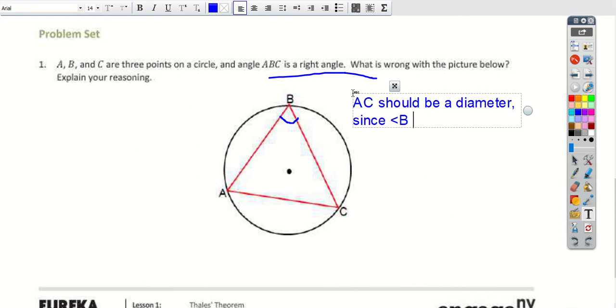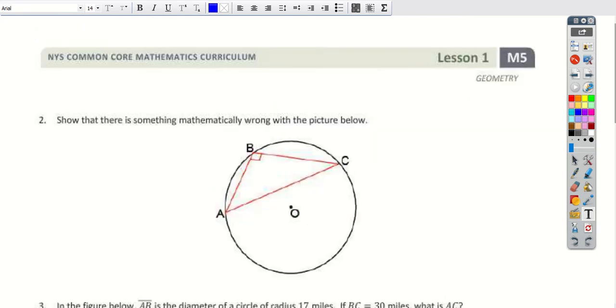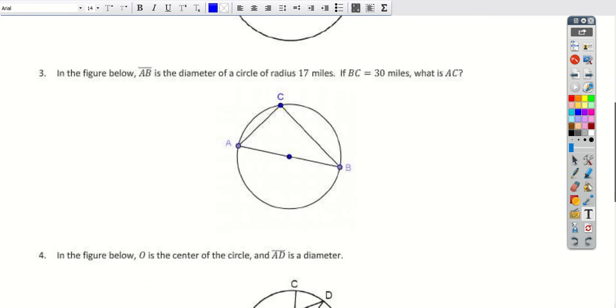Let's say angle B is equal to 90 degrees. All right, so nice and easy. That's all you've got to do. Same thing with this one. If this is 90 degrees, that should be a diameter. Doesn't go through the center.